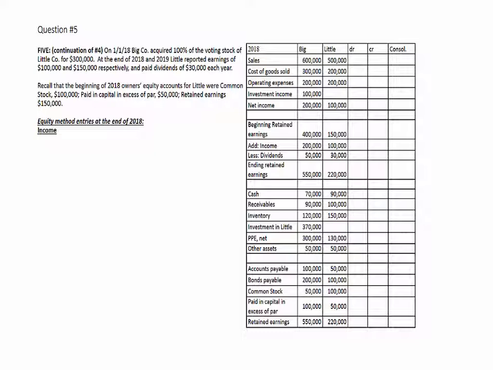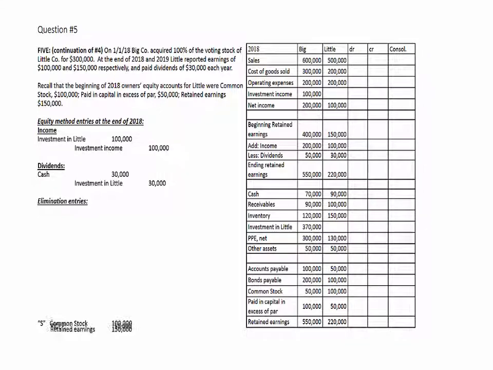Again, for equity method, we have income and dividends. Little reports $100,000 of earnings. Big owns 100% of Little, so they report $100,000 of investment income. Little pays $30,000 in dividends. Big receives all of them and uses that as a reduction in their investment account.